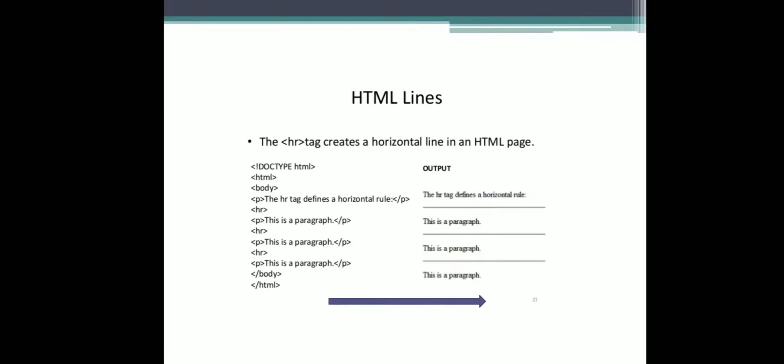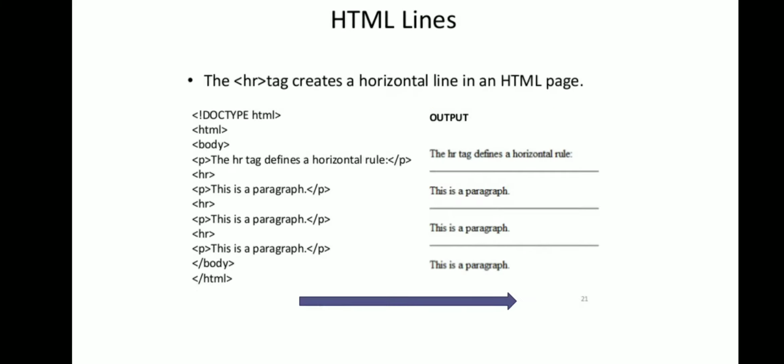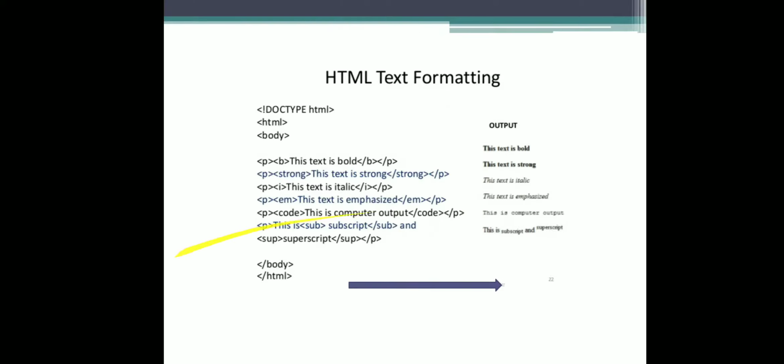Next, HTML lines. Suppose you want to enter lines after a text, you can use the paragraph and the HR. HR is nothing but the horizontal line. Suppose you want to print a horizontal line, then you can use an HR tag. So this is how the output will be displayed.